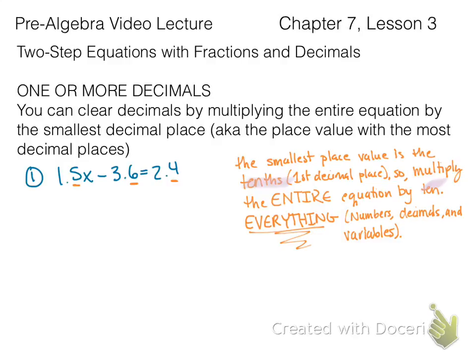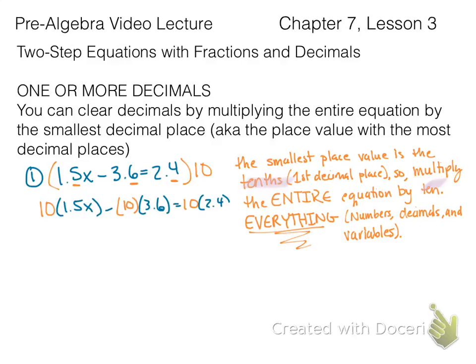But again, we have to go with the smallest place value, or the most decimal places, because if you have different decimal places, you want them all to be multiplied by the same thing. If you multiply by a smaller power of 10 than what is needed, you're not going to clear all the decimals. So everything gets multiplied by 10 in this case. Numbers, decimals, variables, everything. Let's multiply this whole thing by 10.